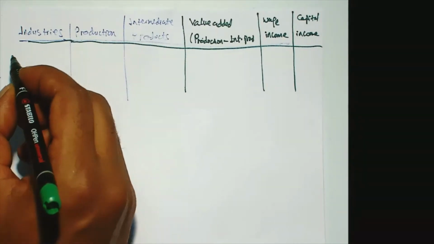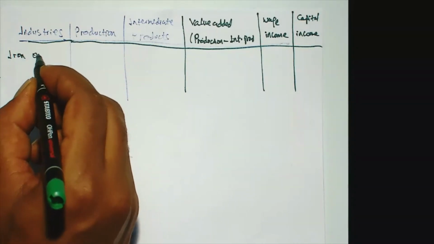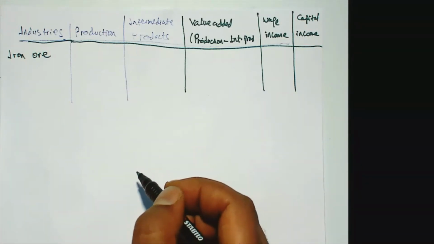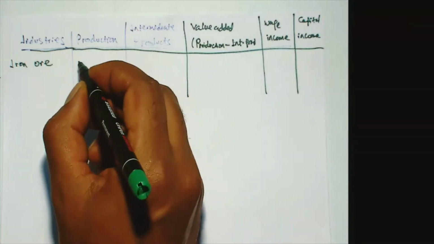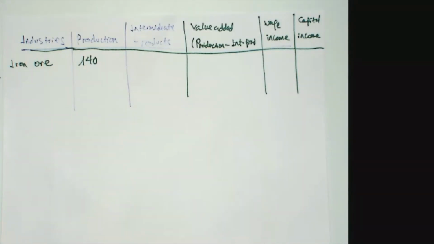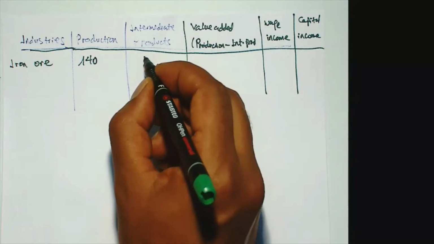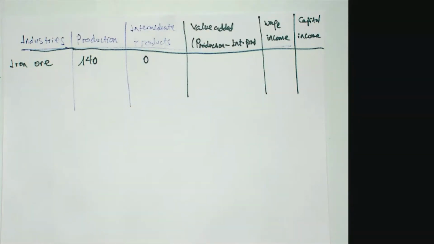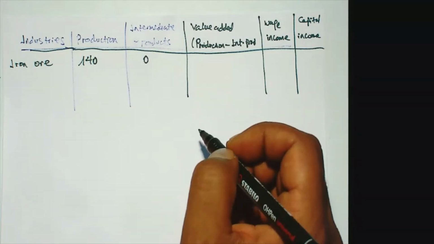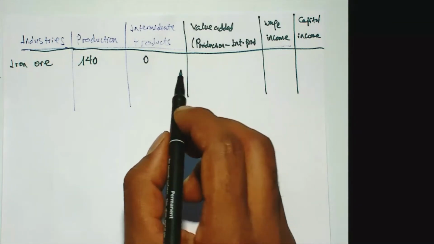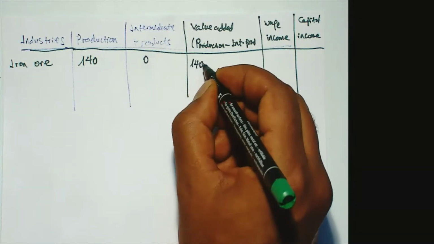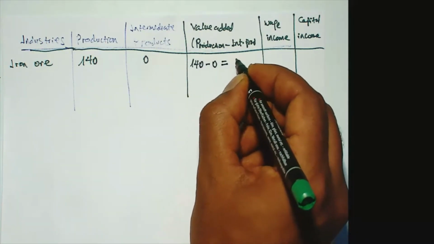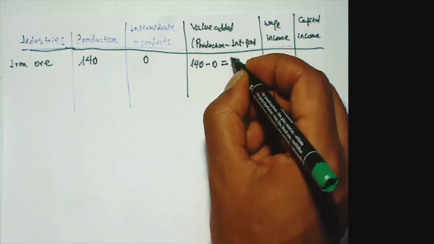The first industry, as we have said, is the iron ore industry. And we have seen that they produce iron ore for a value of 140 euros. And the iron ore industry doesn't have any input, so we consider 0 for intermediate products. Value added, as I have said, is the difference between production and intermediate product. So this is to say 140 minus 0, which would give us 140 euros.